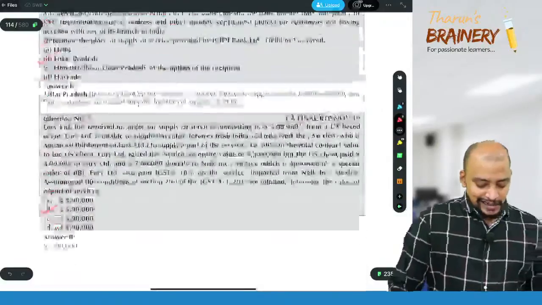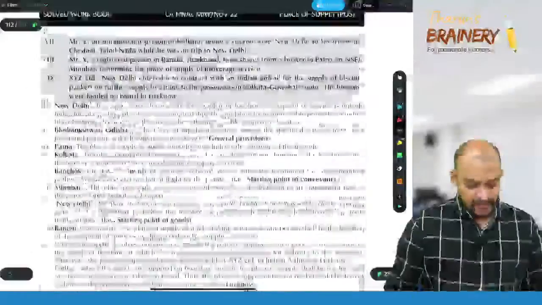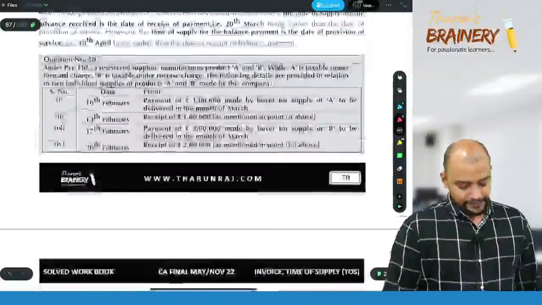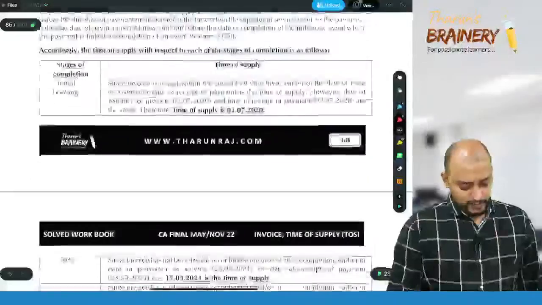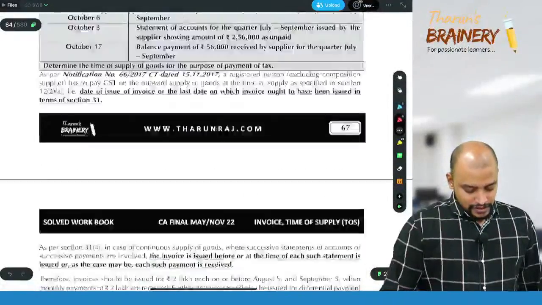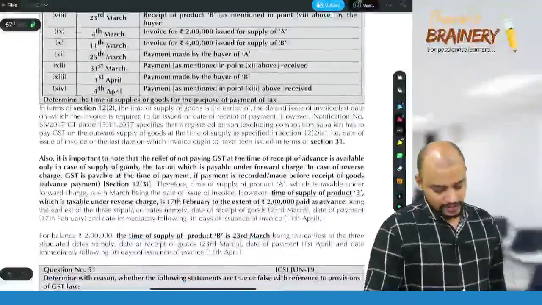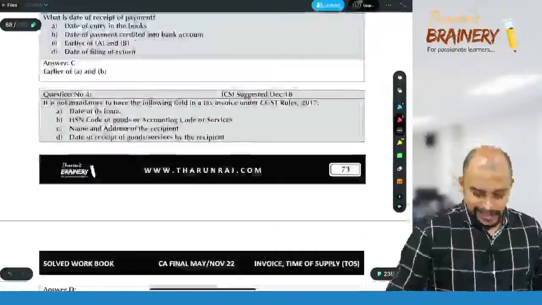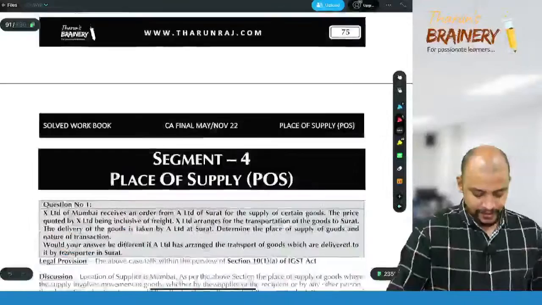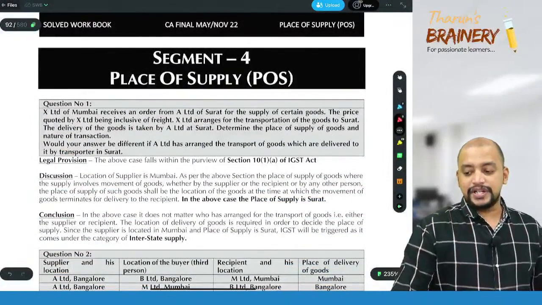So, these are the type of questions, MCQs on place of supply. Then we will see the descriptive questions. So, you can see page number 76. 76, question number 1.